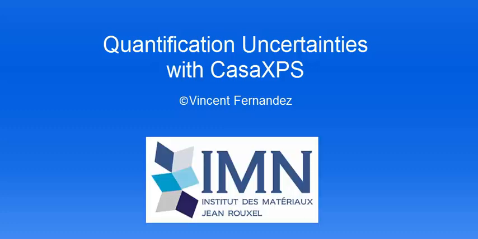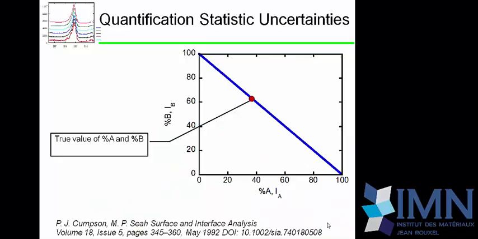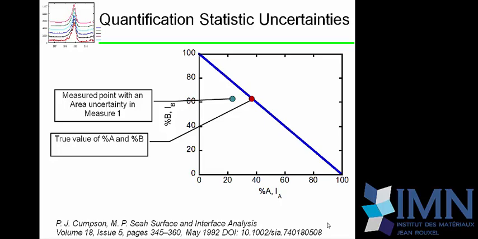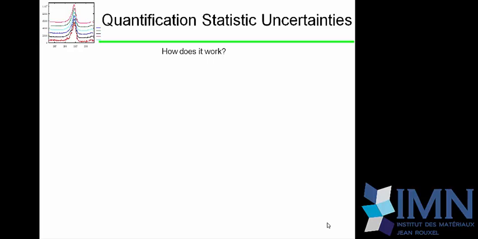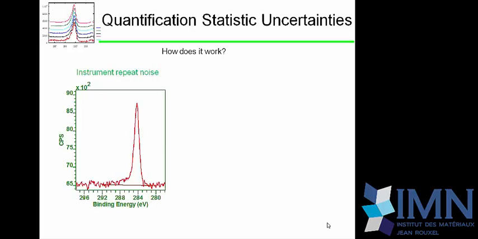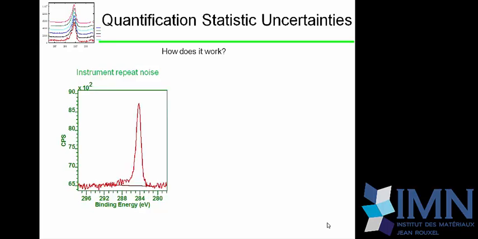With XPS, we have the big advantage that the noise is understandable. It means the noise is equal to the square root of the intensity. So we can quantify the statistical uncertainties with very good precision and in an easy way.